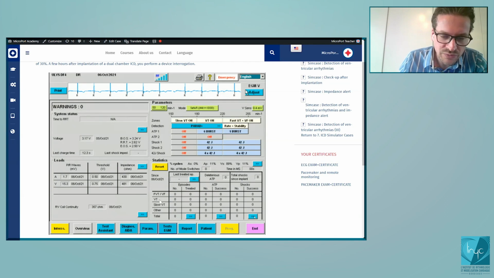And then also for all the zones: VT, slow VT, and other zones, which means supraventricular tachycardia. Here the discrimination has decided it's fast, but it's not VT, so it's labeled accordingly. And here we can see how many have occurred, and whether they have maybe had treatment afterwards or not, because discrimination is also a bit different in Microport devices. They can change their mind throughout the episode.